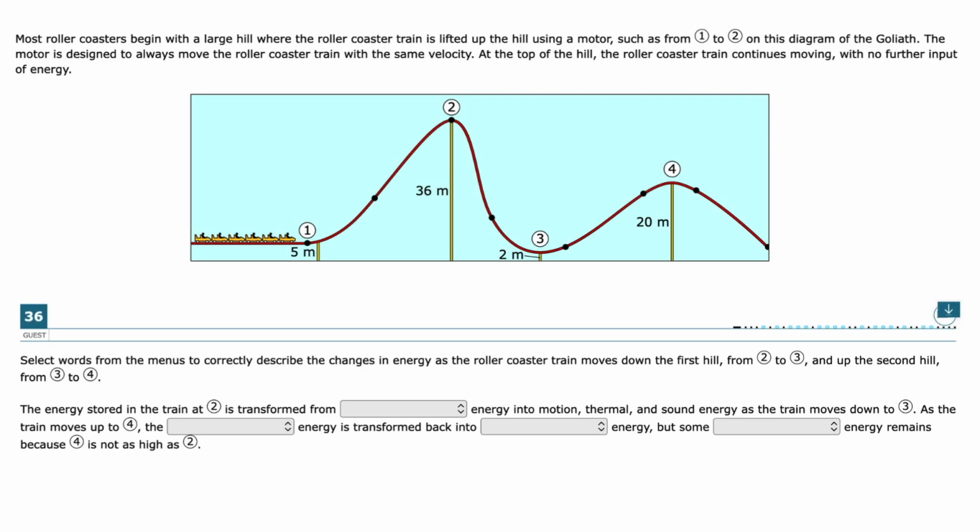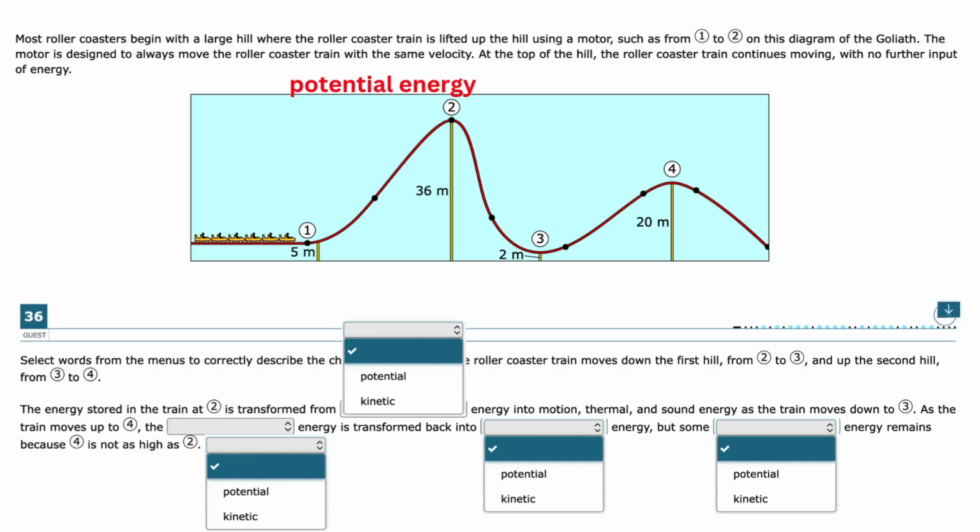This question is about understanding how energy changes form as a roller coaster moves along its track. Specifically, it focuses on the conversion between potential energy, which is stored energy due to height, and kinetic energy, which is the energy of motion. At the beginning of the ride, the roller coaster is pulled up the large hill from point 1 to point 2 by a motor. At point 2, the train has a lot of potential energy because it is at the highest point on the track.